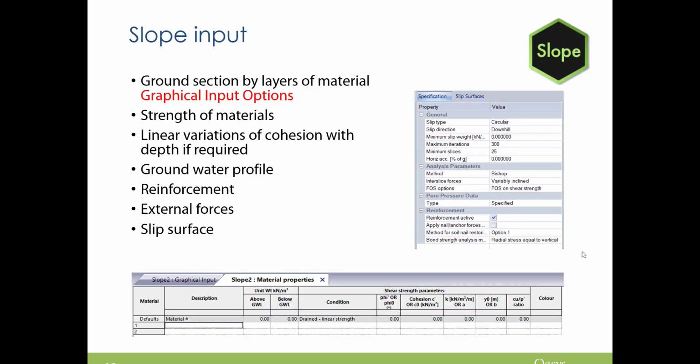So in terms of graphical inputs, that's a new option, but we have all the other existing options as well. So you can look at the layers of material and specify the strength of materials in similar ways. Groundwater, you can choose to work with your existing options or try our new inputs. Reinforcement is still there. That's not changed. The external force is also much the same, as is the slip surface definition.